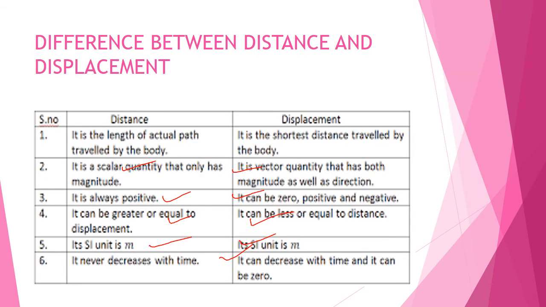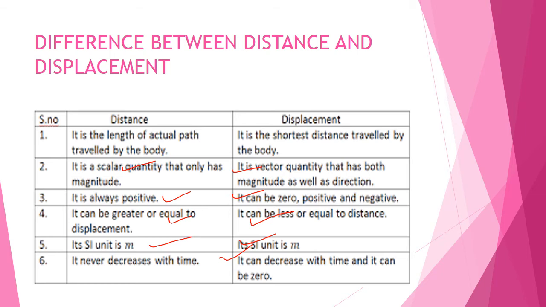So this is the table showing the difference between distance and displacement. Okay, first we can tell what is distance, the total length or actual path traveled by the body. Displacement is the shortest distance, and distance is a scalar quantity, only magnitude. Displacement is a vector quantity, and distance is always positive. We are telling magnitude always positive, but displacement can be 0. We will discuss where the displacement will be 0. It can be negative also. When it is negative, it will be in the opposite direction.